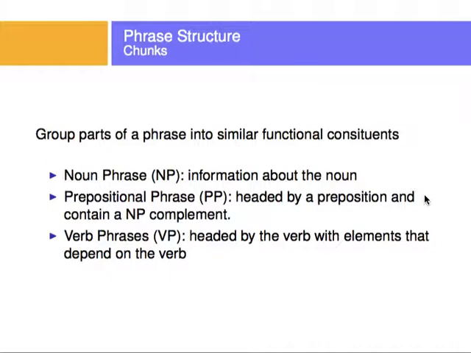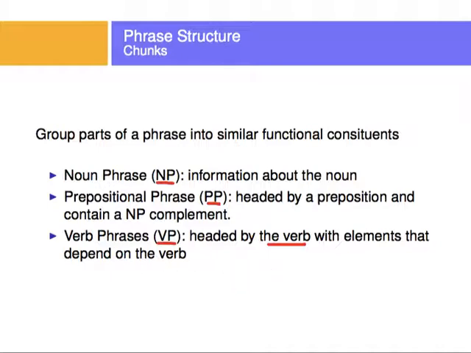Now, for example, a chunk of information can be the tag NP. It's a noun phrase. It has all the information about the noun. Or a prepositional phrase, right, which is headed by a preposition and contains a noun phrase complement. So, in the back seat. Verb phrases, right? These are headed by the verb with elements that depend on the verb. So, for example, saw an elephant. That's a verb phrase because it starts with the verb, right, head of saw, and then with elements that depend on the verb, an elephant.